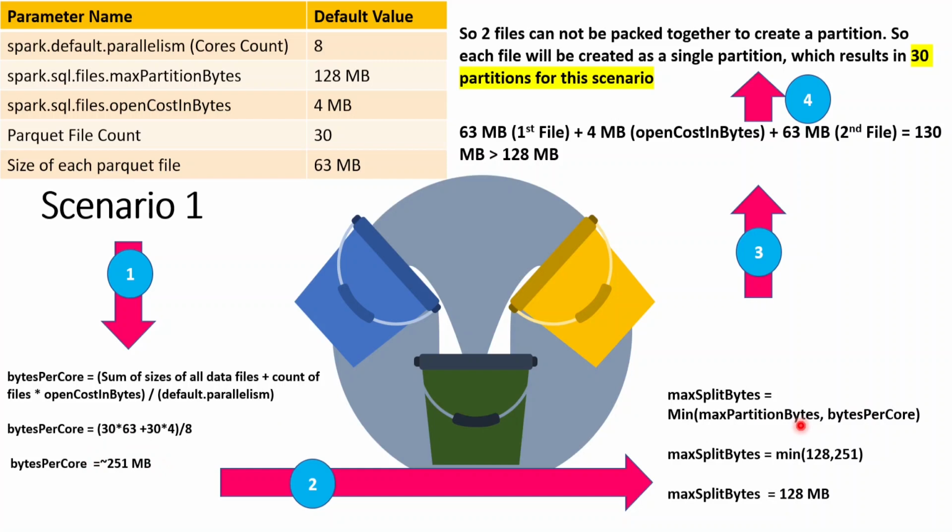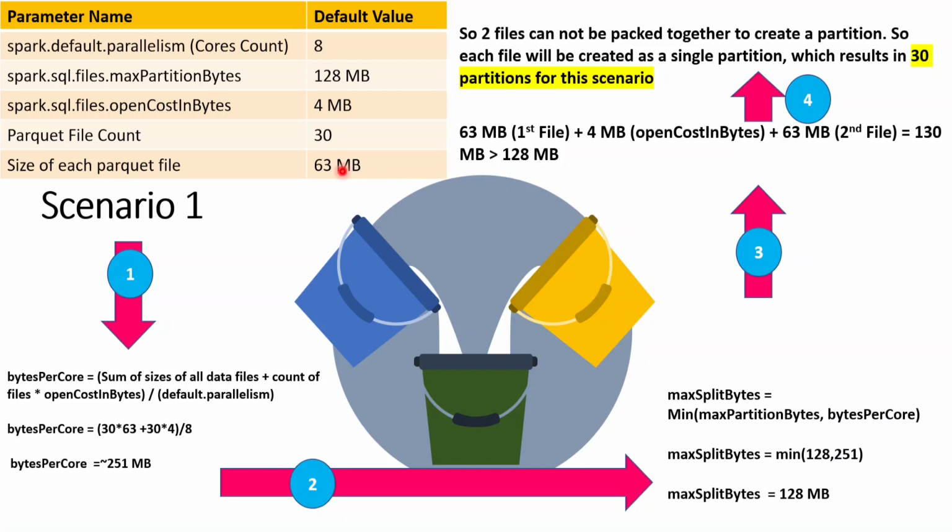Then in the second step, it will start calculating maximum split bytes. For that, it will take the minimum value of maximum partition bytes and bytes per core. Maximum partition bytes is 128, which comes from the default parameter, and bytes per core was calculated just now as 251. So the minimum of these two values is 128. In this case, the maximum split size is 128 megabytes. Now Spark has decided it can create a partition with a maximum size of 128 megabytes.